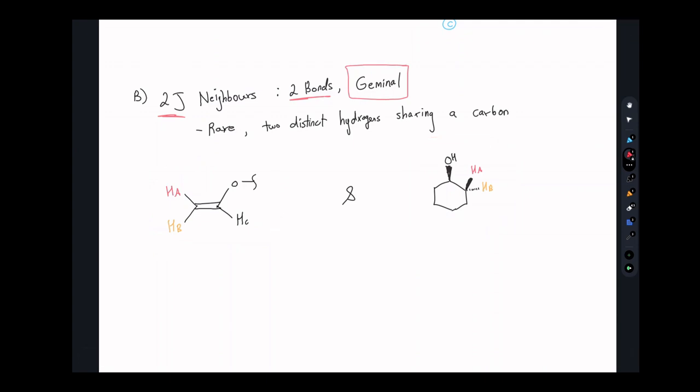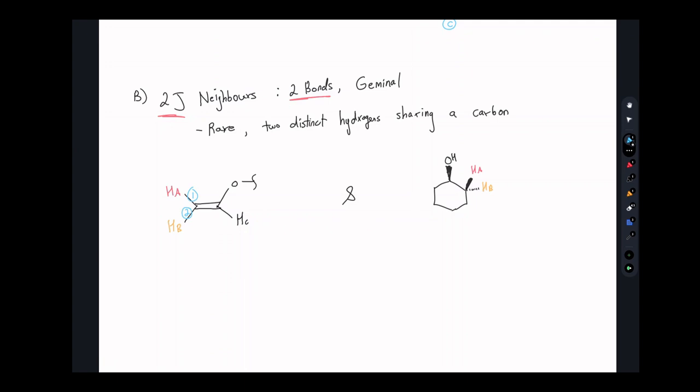HA and HB here are different, as HA is cis to this oxygen and HB is trans to it. We can see that HA and HB are both 3 bonds away from HC. That is, HC is a 3J neighbor to both HA and HB. However, HA and HB are also going to be neighbors to each other. They're not identical anymore. Their distance is 2 bonds apart.